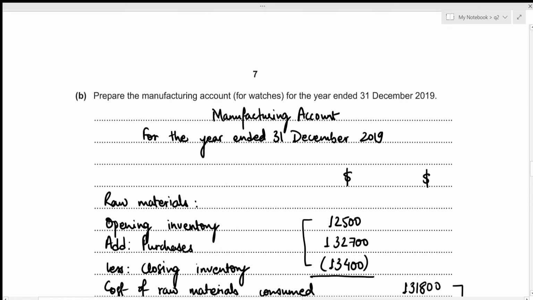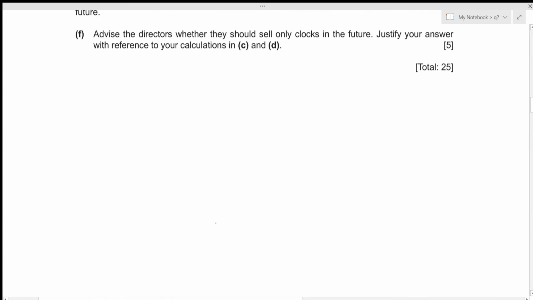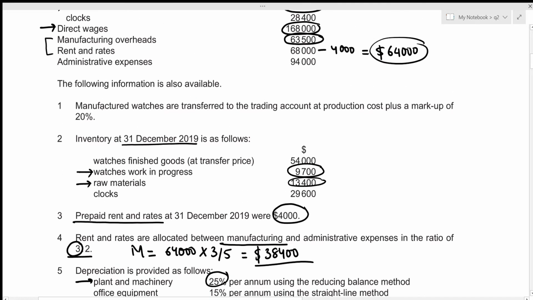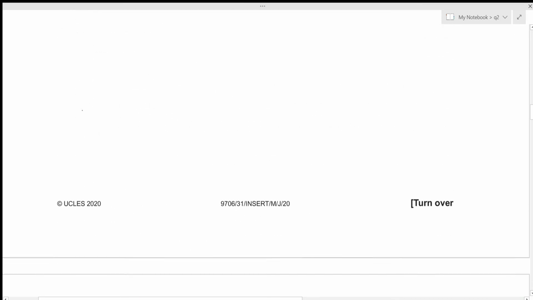So let's have a look above. We might have information regarding the factory profit rate. Okay, manufacturing watches are transferred to the trading account at production plus a markup of 20%. So this 20% is actually the factory profit. Let's figure our factory profit now.